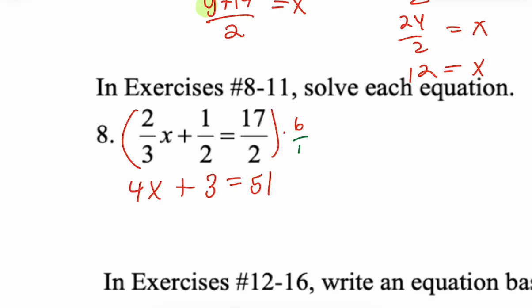So in this case, you would subtract 3 from both sides, which gives us that 4x equals 48. If you divide by 4, you get x is 12. Now you can check your work. 12 times 2/3 plus a half should be the same decimal as 17/2. I mean, you can check your work like any other equation. I would check it in the original because that would show you if you made any mistakes in that first transition part.